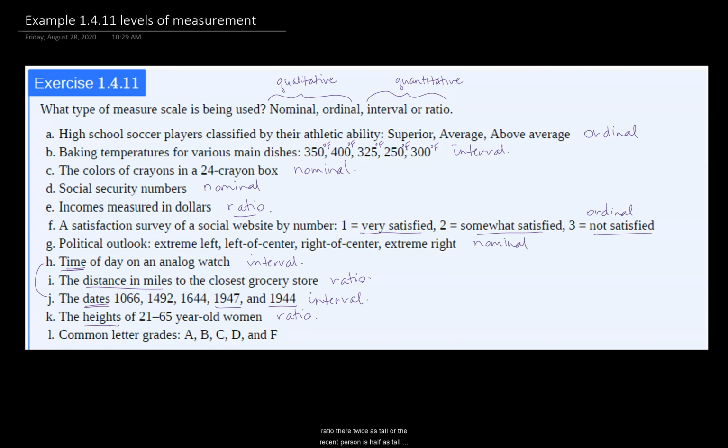And then last in this example, common letter grades: A, B, C, D, and F. These are definitely qualitative data. We don't have numbers, we have letters. Qualitative, breaking it into categories. Can those categories be ordered? Yes, they can. Universal ordering is given right there. And we have different types of levels of measurement. Hopefully in identifying with these examples, it helps you understand the differences between nominal, ordinal, interval, and ratio levels of measurement.